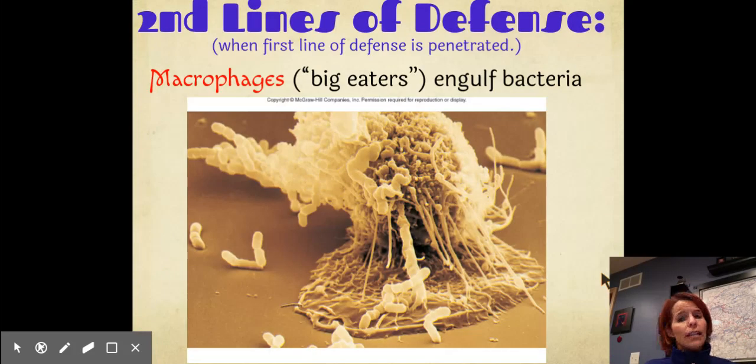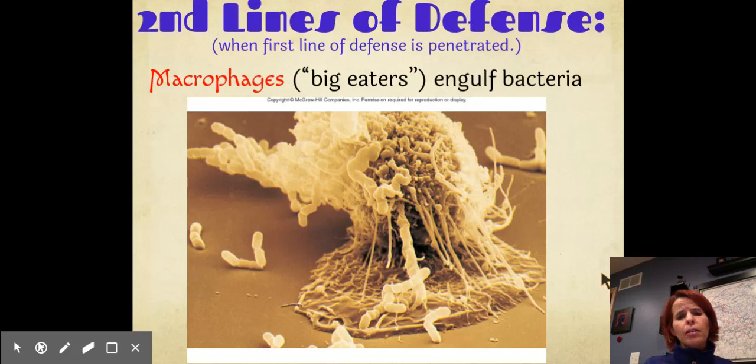All right, moving on, let's talk about what are referred to as the second lines of defense. There are a few categories in these second lines of defense. This is when your first line of defense gets penetrated, maybe your skin gets cut and some bugs make it in through your skin, what have you. We'll talk about that.